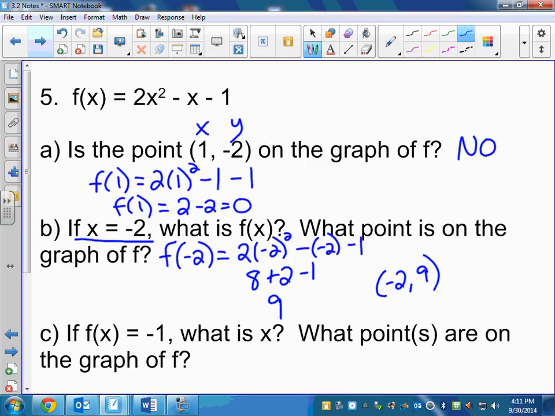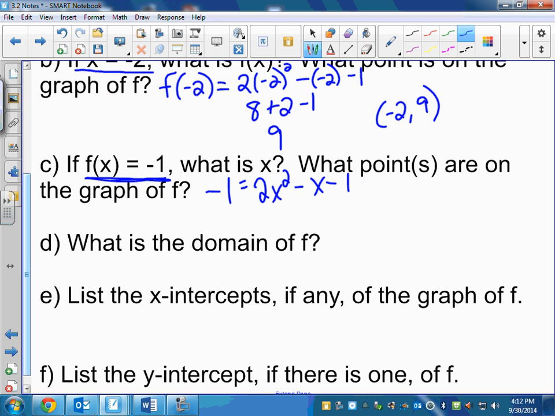Now what about part C, going the other way? It says, if f of x equals -1, what is x? What points are on the graph of f? So now notice they're giving you the y value. So instead of plugging -1 in for x, you're going to replace f of x with -1. So you end up with this equation: -1 equals 2x squared minus x minus 1. So I'm going to add 1 to both sides to get that equal to 0. And I'm going to get 2x squared minus x, because the constants go to 0 also. Which means I think I could just factor an x out of this.